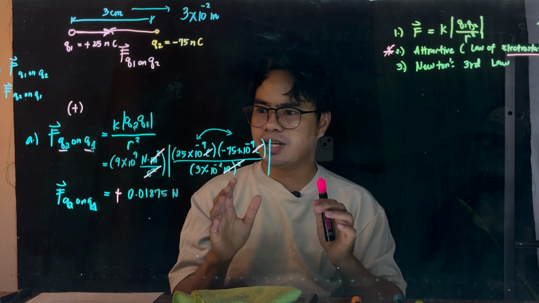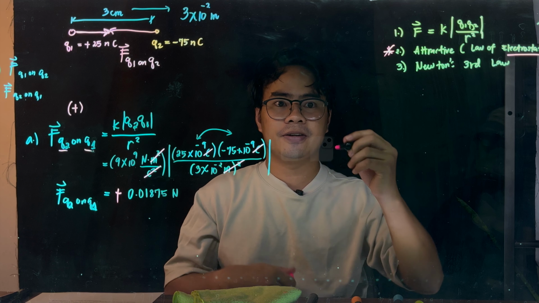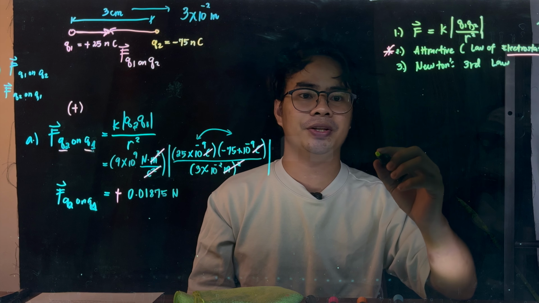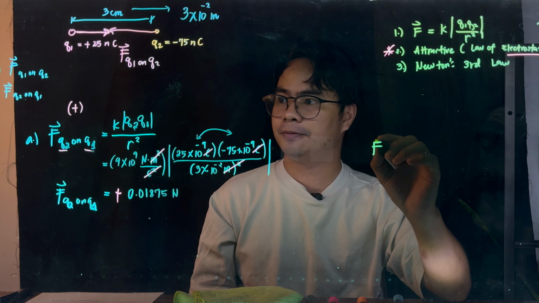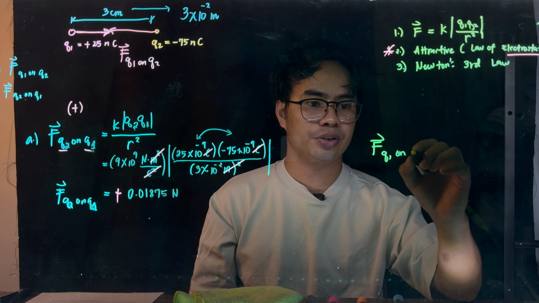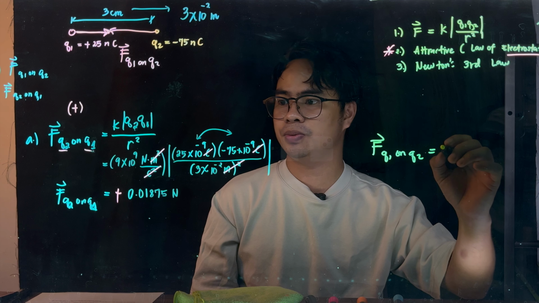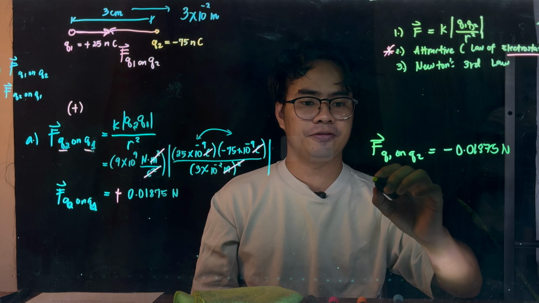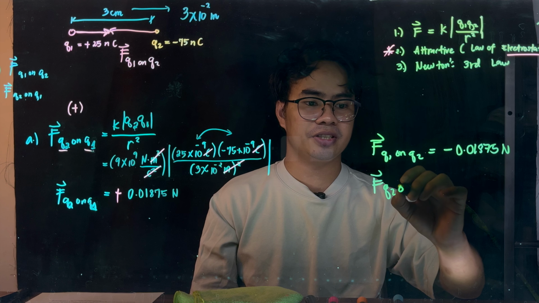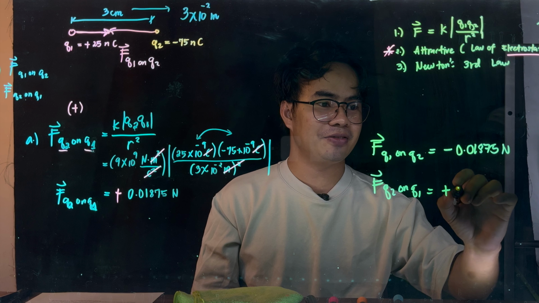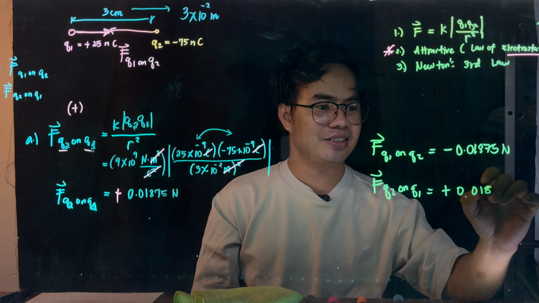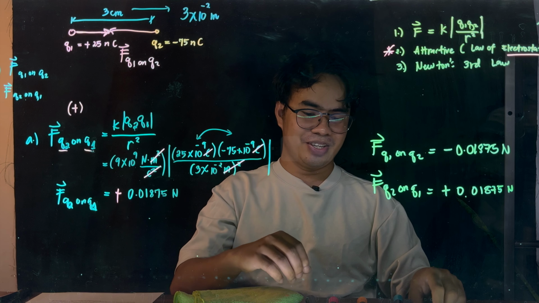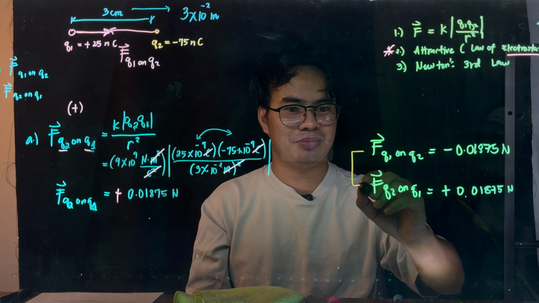Okay, now basically we have solved everything right here. So I'm just going to recap everything and show how it obeys the thing that I've written there. It tells us that the force that Q1 exerts on Q2 is simply equal to negative 0.01875 newtons, and the force that Q2 exerts on Q1 is simply the positive of 0.01875 newtons.